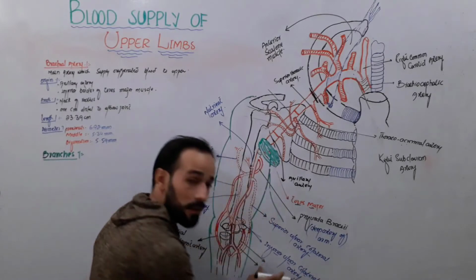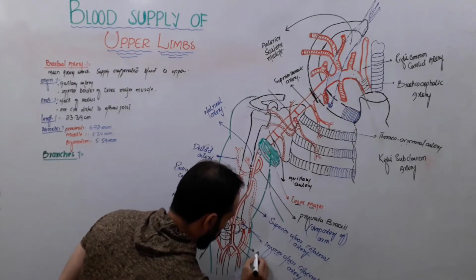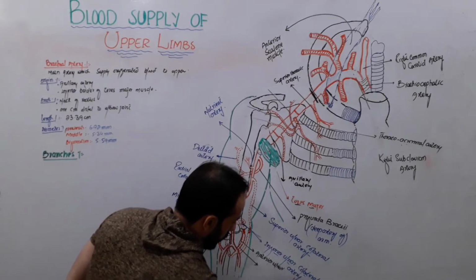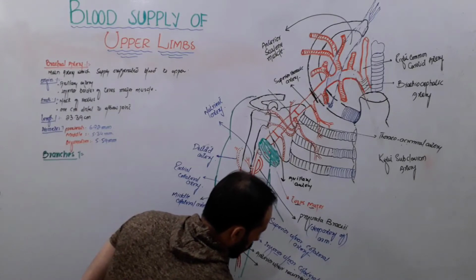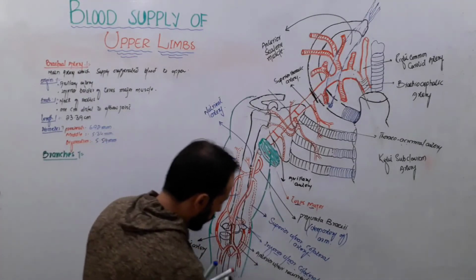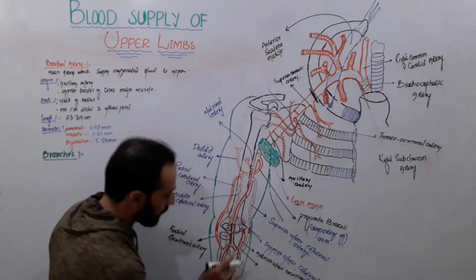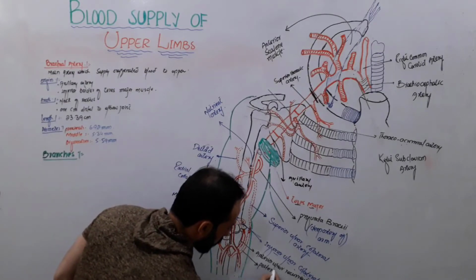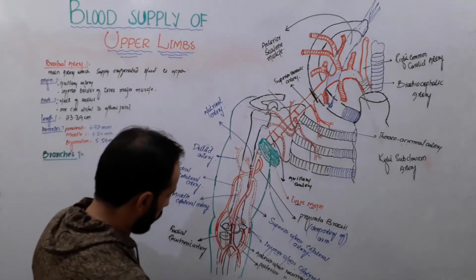Okay, let me write it a little higher so that you can see it clearly in the camera. This is our anterior ulnar recurrent artery, right? Okay, done with it. And this one, right, is the posterior ulnar recurrent artery. This one is the posterior ulnar recurrent artery, right?